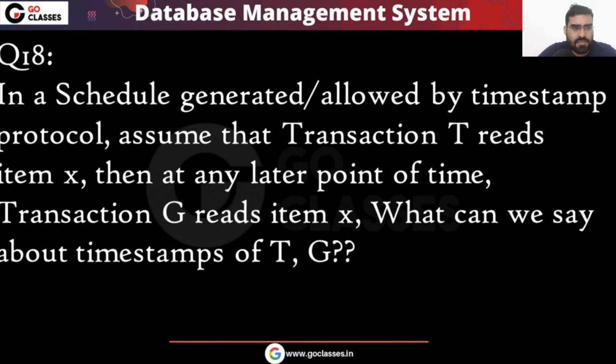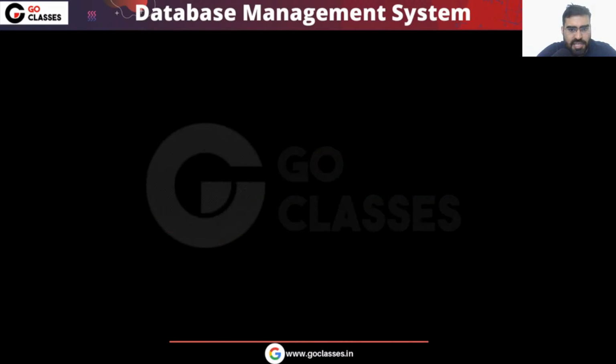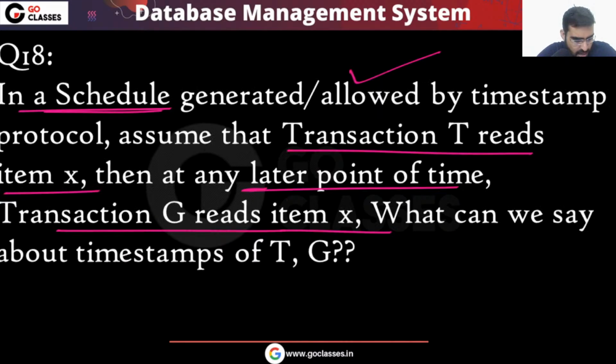Next, let's see this question. Question number 18. Again, there is a schedule that is allowed by timestamp. Transaction T is reading item X. After some point of time, transaction G is reading item X. What can you say about their timestamp?